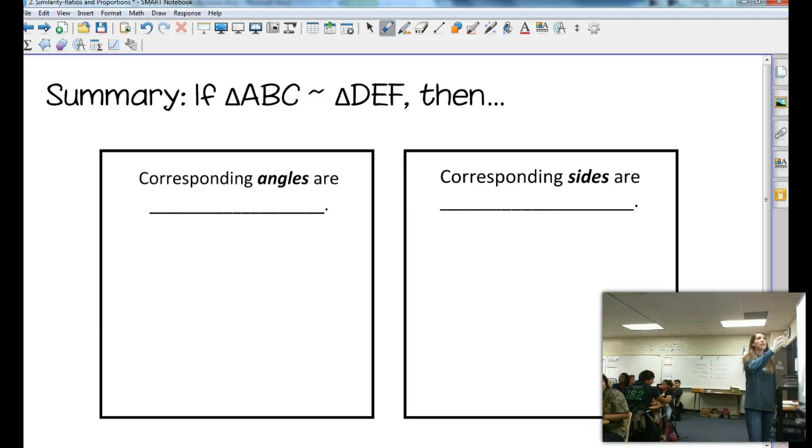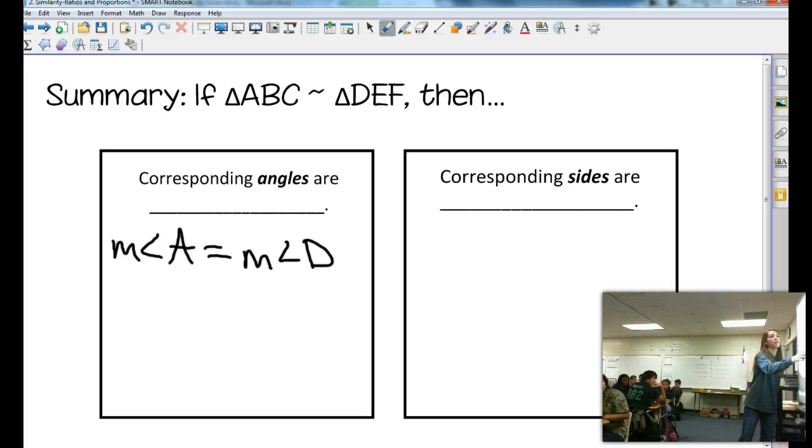All right, so if the corresponding angles are equal, what angle does angle A equal? D. The measure of angle A equals the measure of angle D. Do you remember that from when we did congruent triangles? The similarity statement never lies. So if A is listed first, it goes with D. If C is listed last, it goes with F.